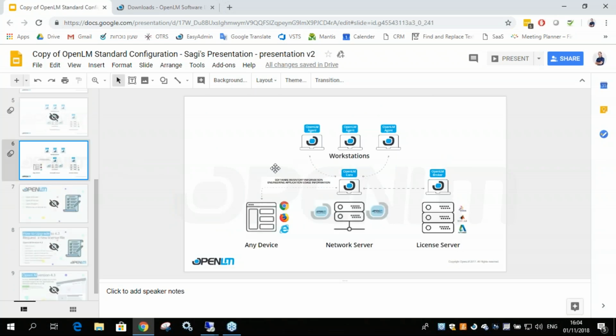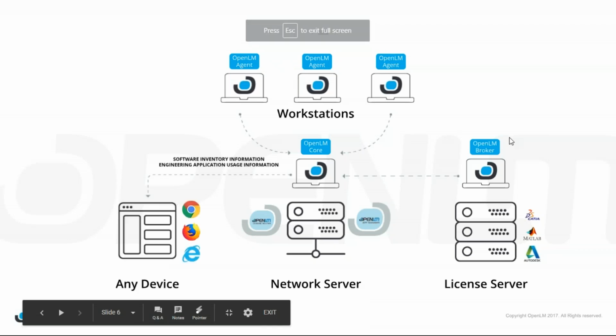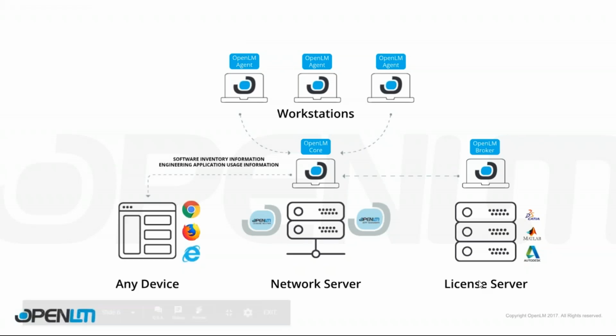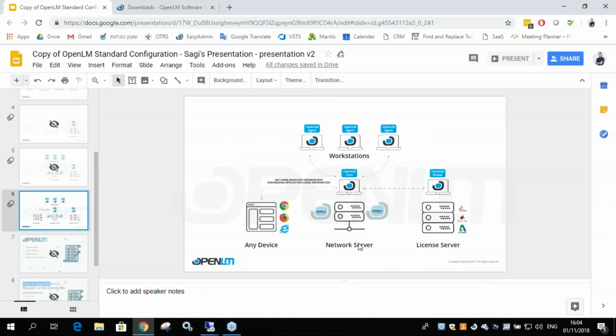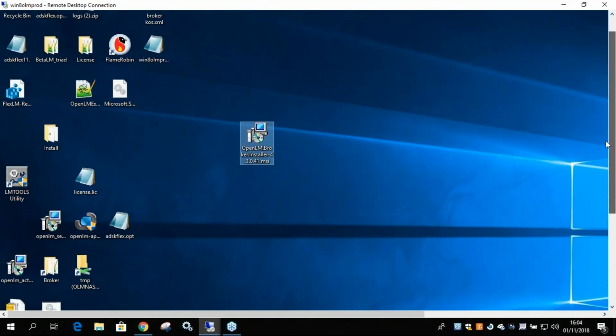So we'll start with the core product of OpenLM. So basically what we need to do is install the OpenLM Broker on the license server first, because we have a license server. We want to monitor its vendors. So all we need to do is go to that license manager. Now this is a license manager machine. It has LM tools. You see here, I have MATLAB and Autodesk right here.